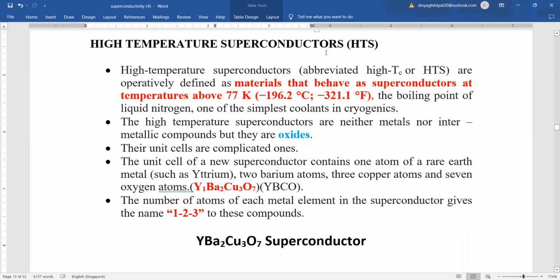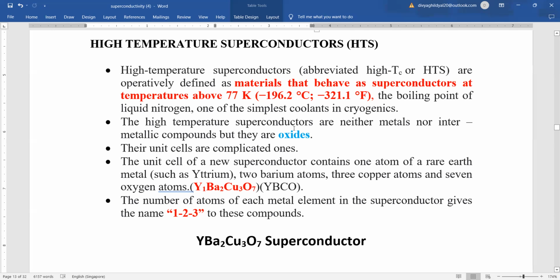High temperature superconductors, abbreviated as HTS, are operatively defined as materials that behave as superconductors at temperatures above 77 Kelvin, the boiling point of liquid nitrogen, one of the simplest coolants in cryogenics.